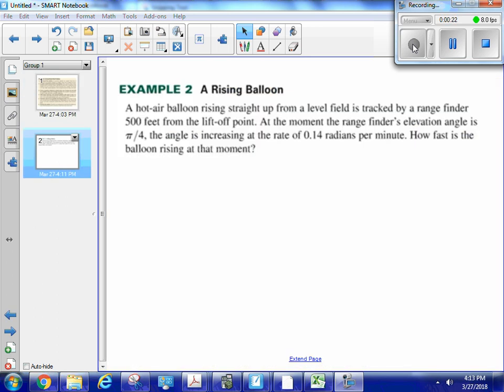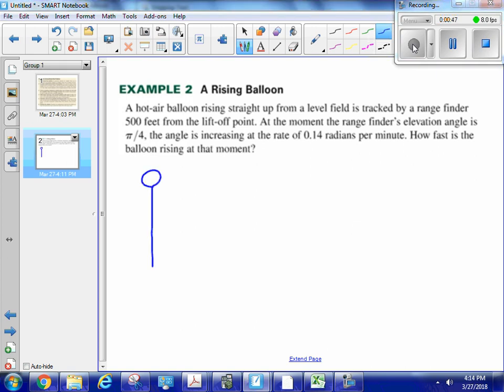This is an example from the book, so I figured it'd be good for you to hear me do it as well as be able to read it in the book. And I'm going to do my normal method of always trying to start with a picture. That really helps me out a lot, and I think it'll help you too. So it says, a hot air balloon is rising straight up from a level field. Okay, so here's my hot air balloon. And it's rising straight up from a level field. And it's being tracked by a rangefinder 500 feet from the liftoff point. So here is the liftoff point right there.